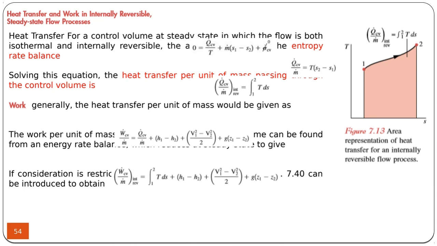So what happens during an internally reversible process if there is a heat transfer on the boundary? If there is a heat transfer on the boundary, you can see that the temperature is increasing, so the entropy is increasing too. So it means if there is a heat input to the system, this will cause an increase in the entropy. On the other hand, if heat is removed, we know that the entropy will be reduced also.